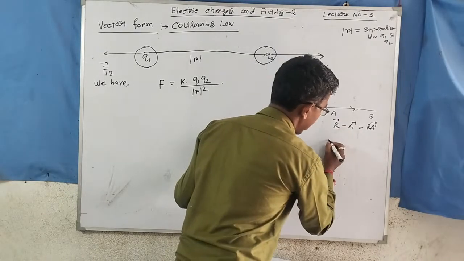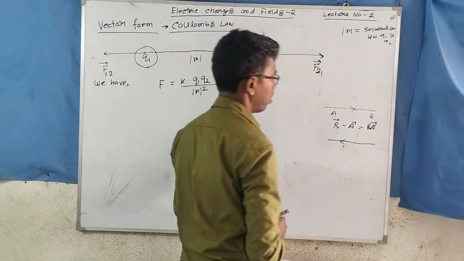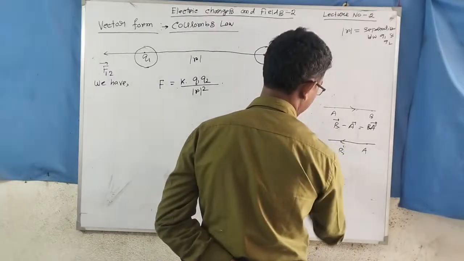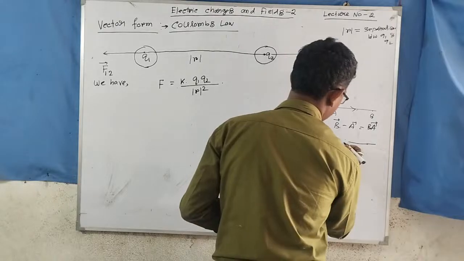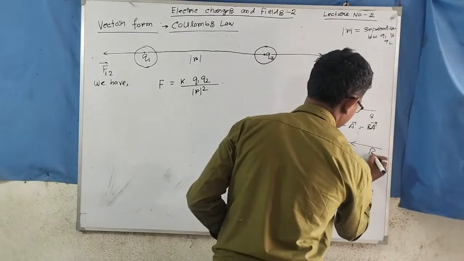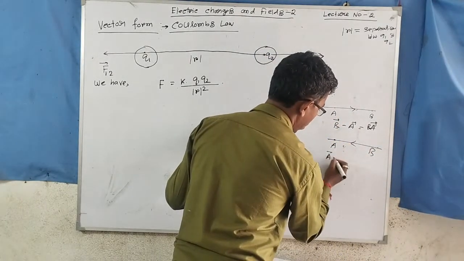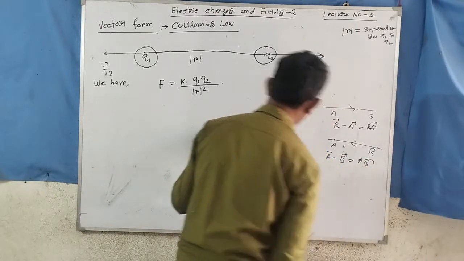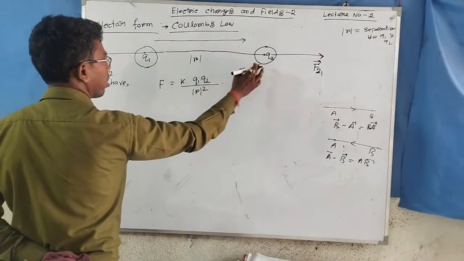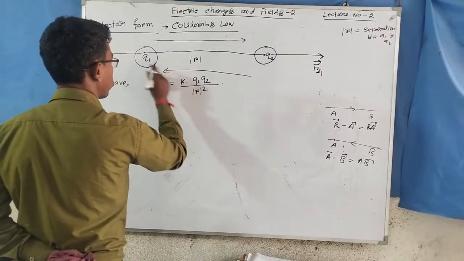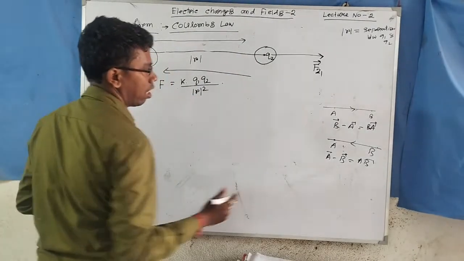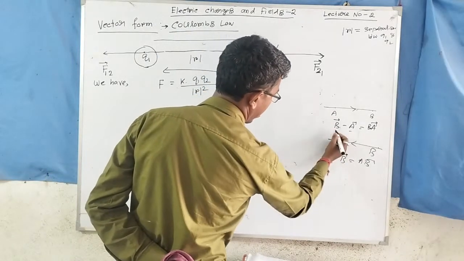Suppose a vector in this direction. This point is A and this point is B. The final point vector minus the initial point vector gives the vector AB. So the Q1 to Q2 direction vector is the final position vector minus the initial position vector.